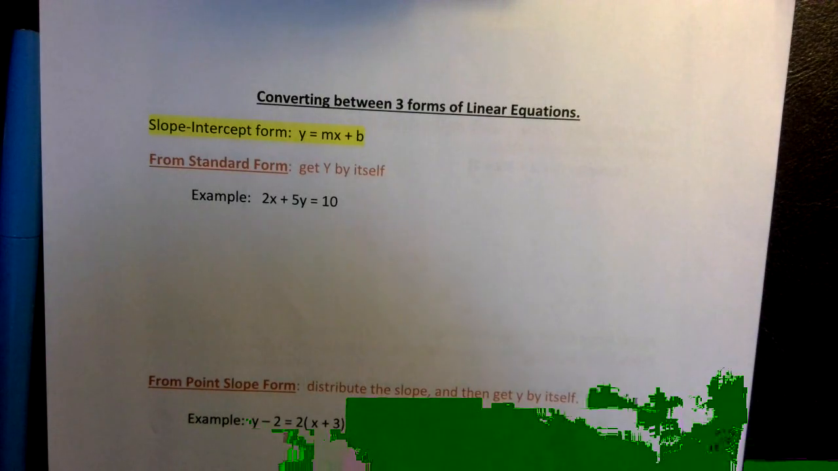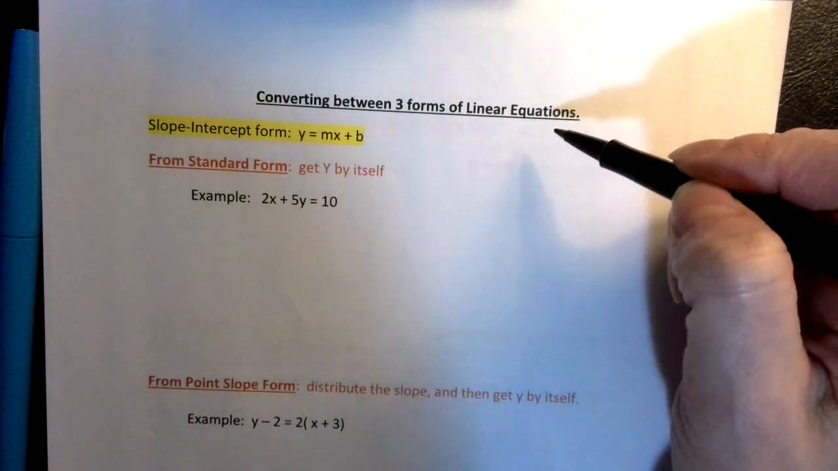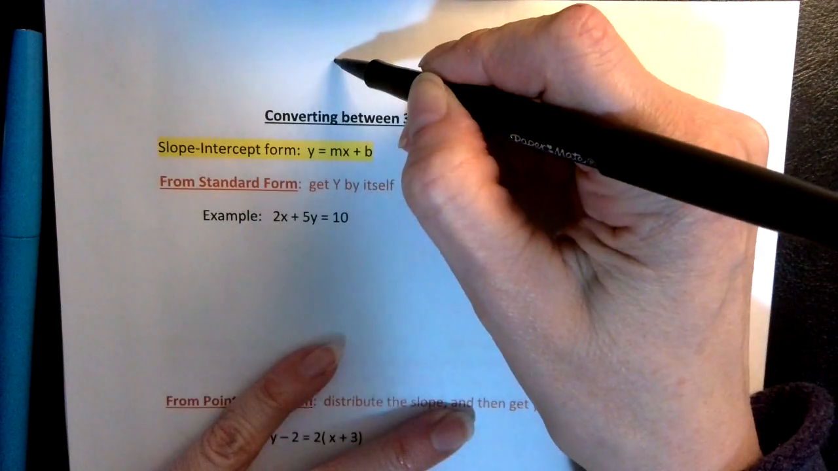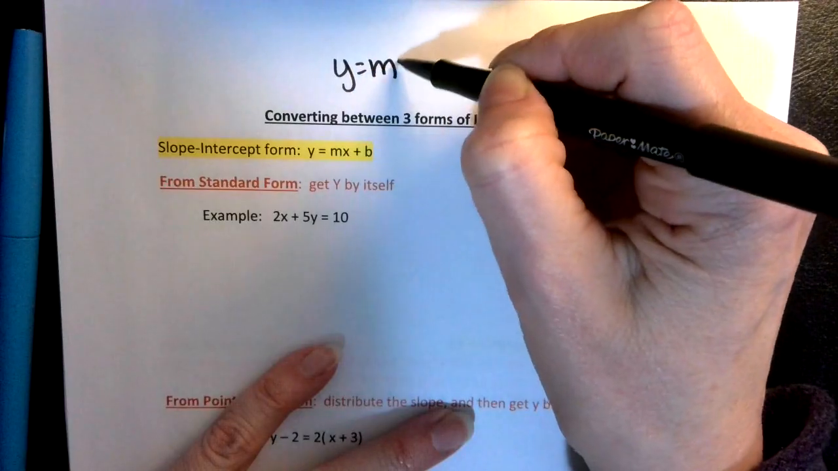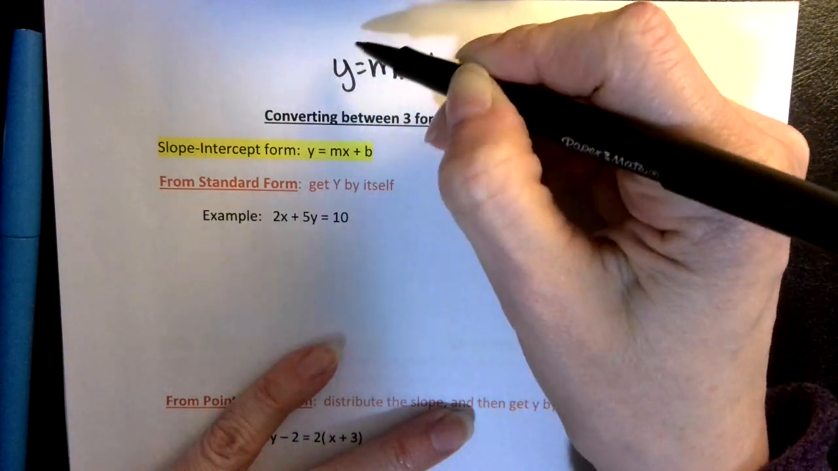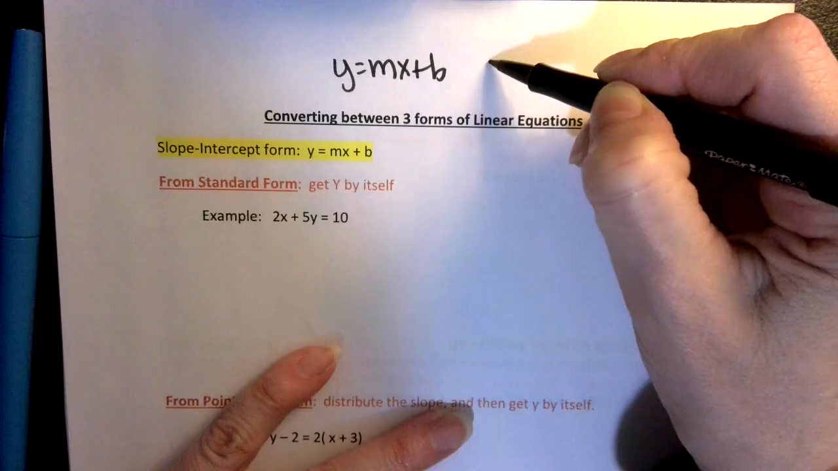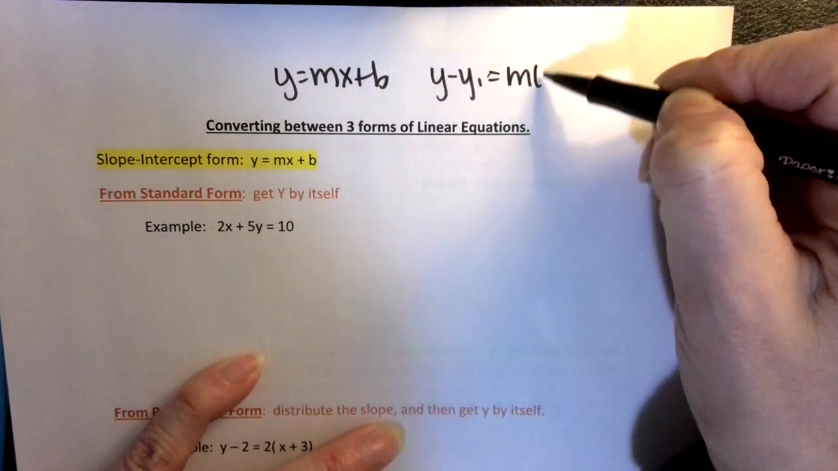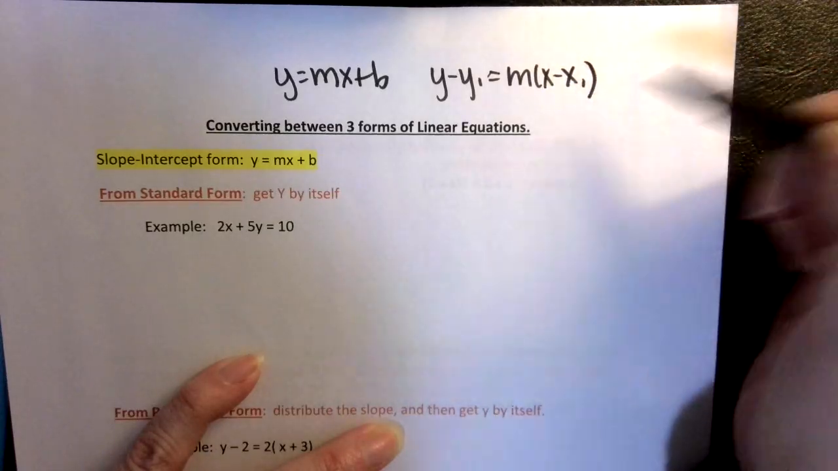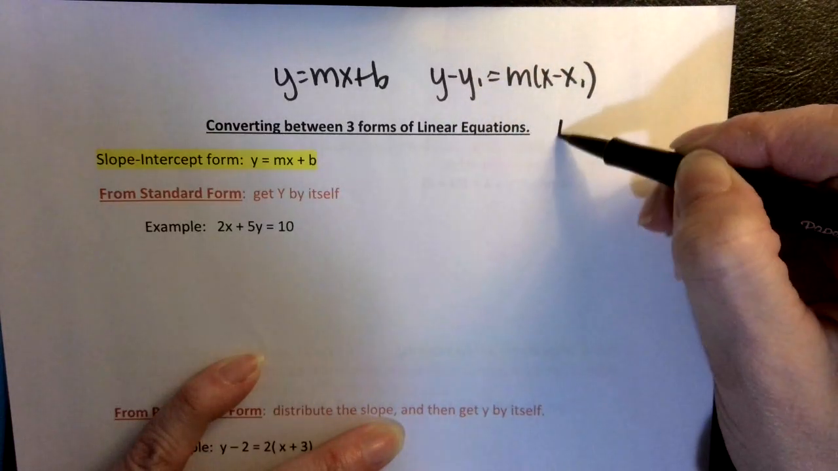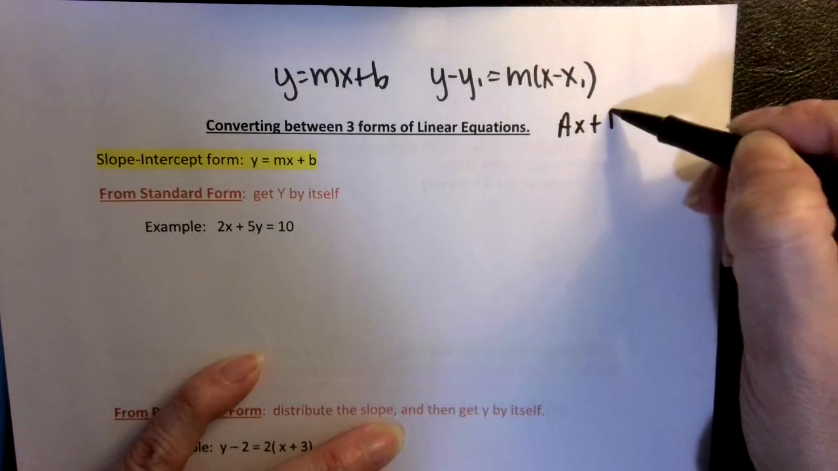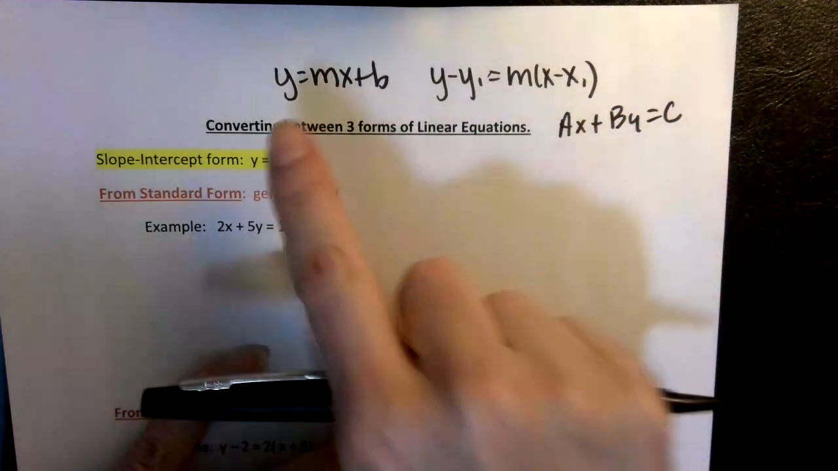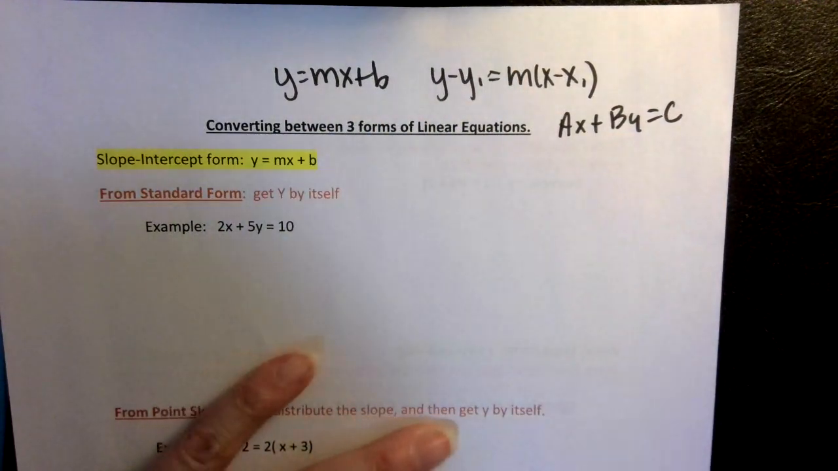Hey guys, I'm going to run through converting between three forms of the linear equation. When we talk about the three forms, what we're talking about is y equals mx plus b. That is your slope-intercept form. We talk about y minus y sub 1 equals m times x minus x sub 1. That's point slope. And then ax plus by equals c. That's standard form. So we're going to go back and forth between these forms.